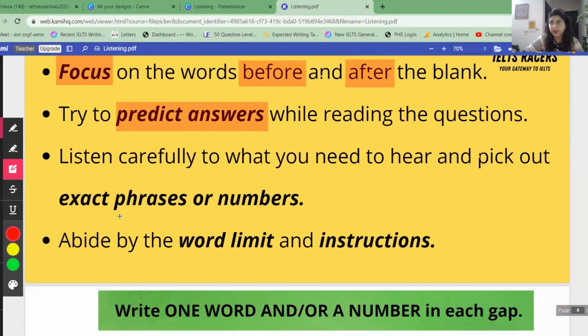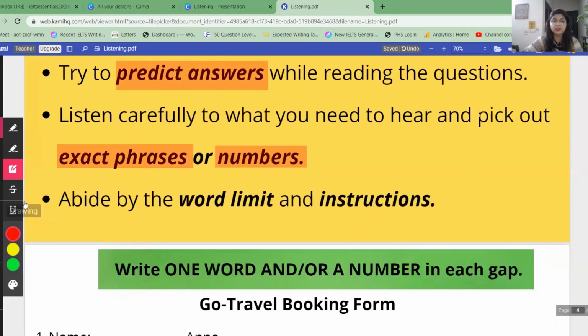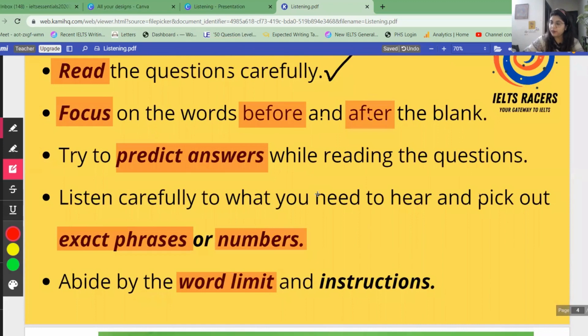Now, always make sure when you are doing your listening test, you are picking up the exact phrases and numbers. You are not supposed to change the words, no matter whether they are synonyms or not. We will be writing the exact word that we are listening to in the audio. Last, again the most important thing, the word limit. In each and every question, you will get a word limit. IELTS will give you instructions on how many words, 1 word, 2 words, no more than this, no more than that. So you need to follow that word limit.